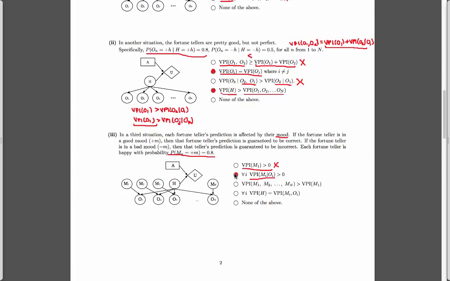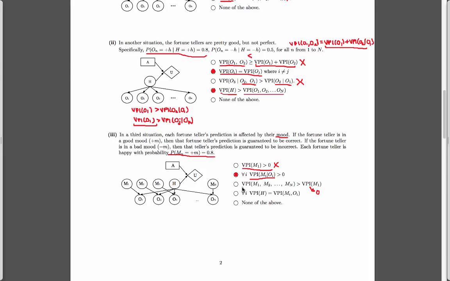So now let's look at the third option. In this case, this is actually very similar to the first case. We said before that the VPI of M_1 is equal to 0. And this actually doesn't change for any of the moods. So if you have a mood of any fortune teller, but you don't know their prediction, that doesn't tell you anything about H. So you can't increase your utility, and the value of perfect information is going to be 0 because it doesn't tell you anything about how you can increase your utility.